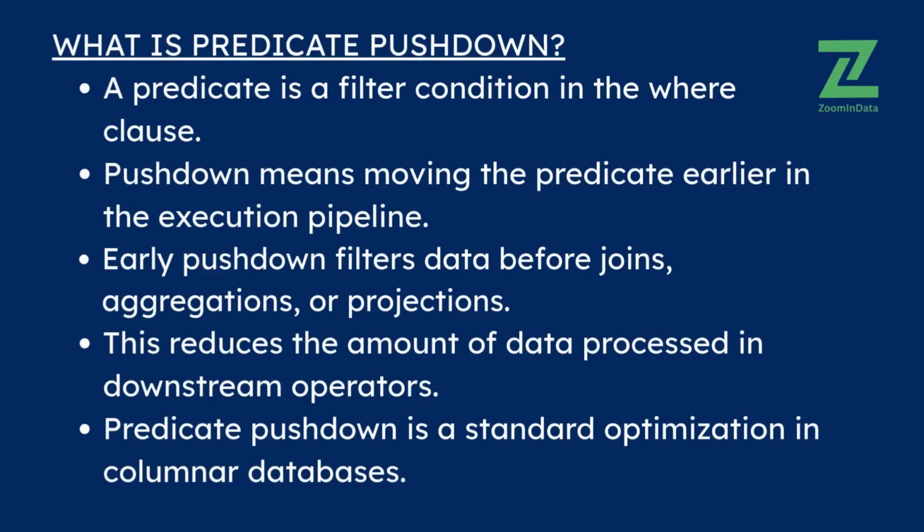Let's start with what predicate pushdown actually is. A predicate is a filter condition in the where clause. Pushdown means moving the predicate earlier in the execution pipeline. Early pushdown filters data before joins, aggregations, or projections. This reduces the amount of data processed in downstream operators. Predicate pushdown is a standard optimization in columnar databases. It's one of the main reasons KQL can stay fast on petabyte-scale data.